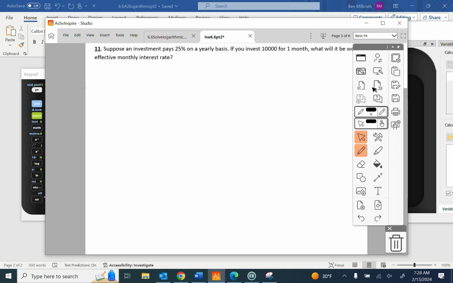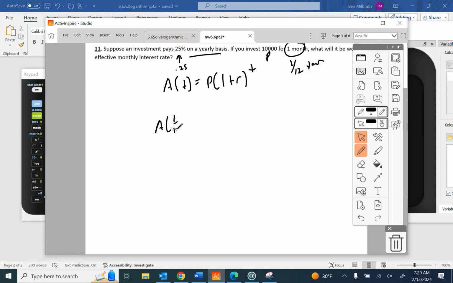This is the second time this question's been in here. Suppose an investment pays 25% on a yearly basis. If you invest $10,000 for 1 month, what will it be worth? What was the effective monthly rate? So we're going to use the formula here, yearly basis. The amount of time passes: the principal times 1 plus r to the t. This is 0.25 as a decimal. There's your principal. 1 month is 1/12 of a year. So after 1/12 of a year, I would have 10,000 times 1 plus 0.25, 1.25, to the 1/12th power.